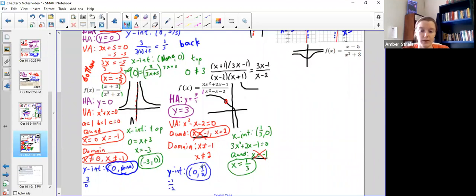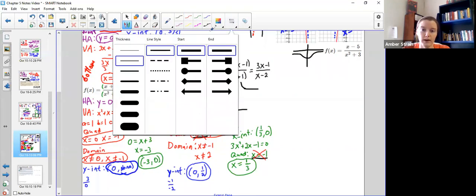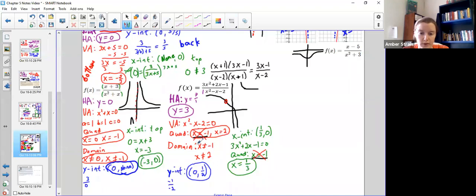And then that would help you confirm that it was the special case where it canceled. We still had to restrict the domain. No matter what, we could not divide by 0, but it wasn't an asymptote, it was a hole. Okay, special case. I'm going to draw some lines here because I know there's a lot going on here.